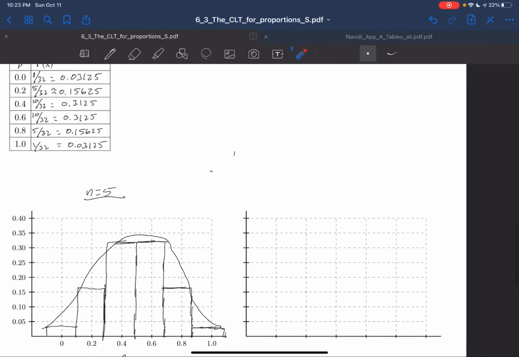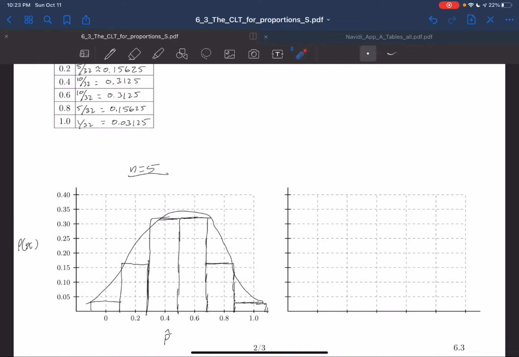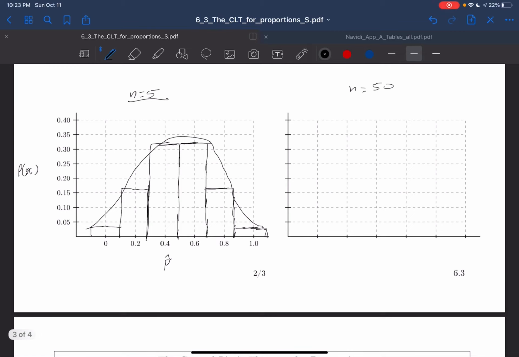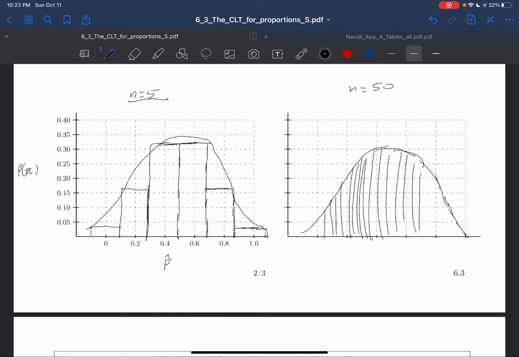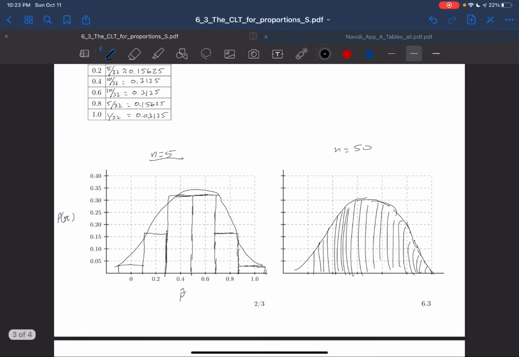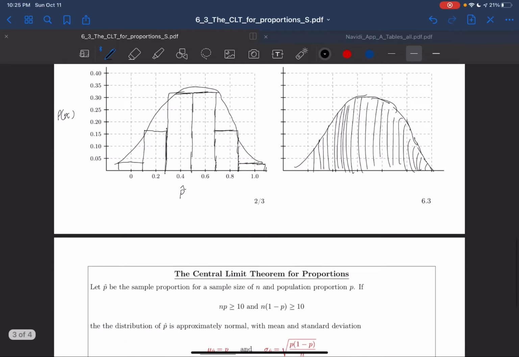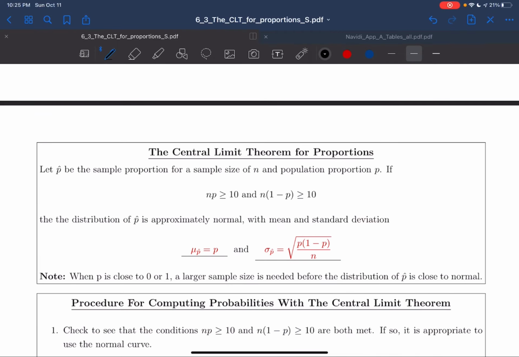But what happens if we increase our sample size? Let's see what happens if we increase it by, say, 50. Well, you see that our little rectangles are going to be smaller and smaller, right? So that means our curve will be smoother and smoother. And at some point it's just going to be like a normal curve. So that tells us that the central limit theorem is coming into play, and that's what we're going to talk about next.